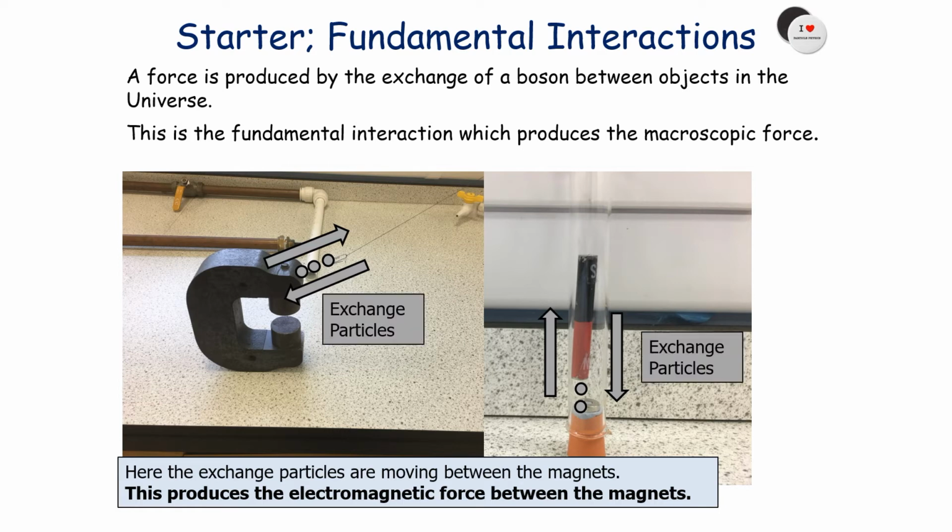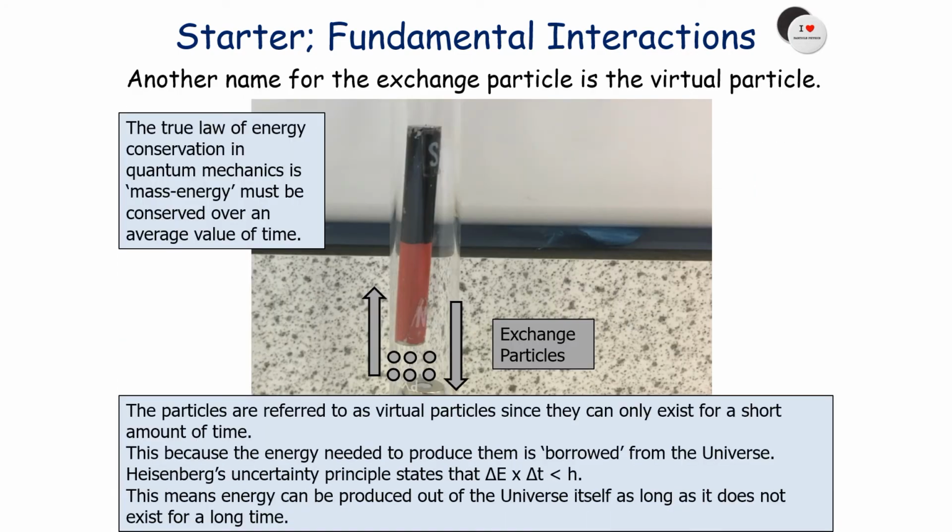So here the exchange particles are moving between the magnets, and this produces the electromagnetic interaction, the force between the magnets that we observe on the everyday level. Now the particles that work here as exchange particles are referred to as virtual particles, since they can only exist for a short amount of time, because the energy needed to produce them is borrowed from the universe.